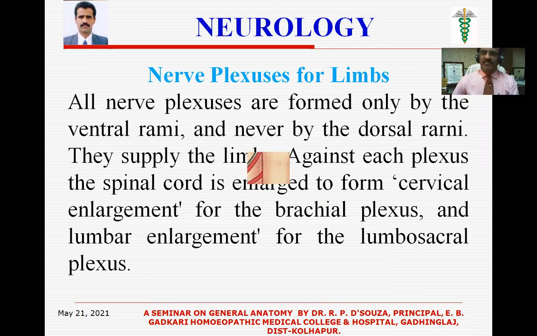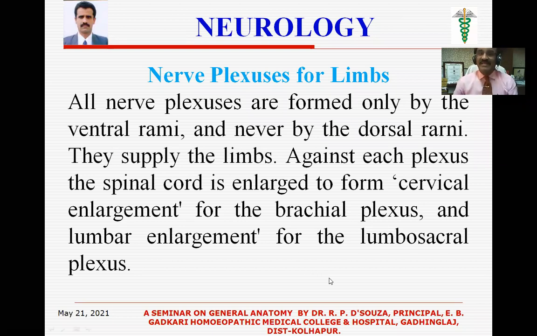Now we'll go to the nerve plexuses, because already we have spoken about two important nerve plexuses, and those are brachial plexus and the lumbar plexus. All nerve plexuses are formed only by the ventral rami. Now the anterior branches take part in the formation of plexus. Posterior branches do not take part in the formation of these nerve plexuses, never the dorsal rami. So, okay, there are some spelling mistakes, kindly understand.